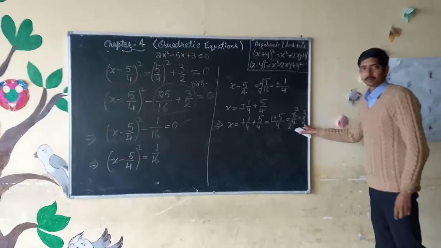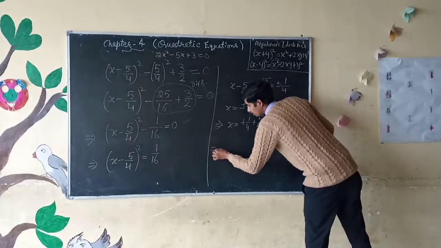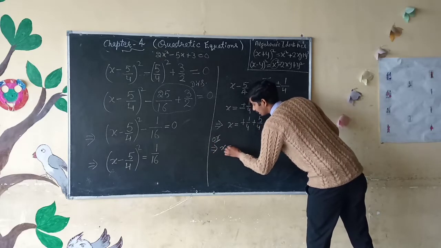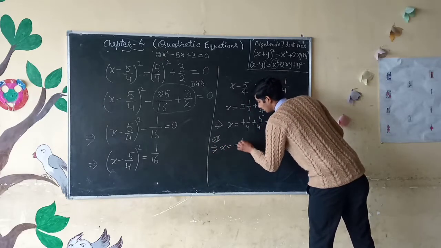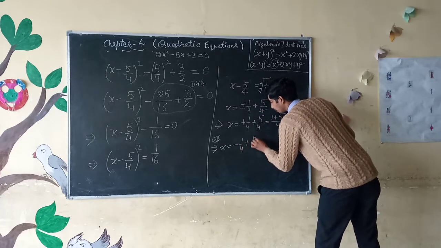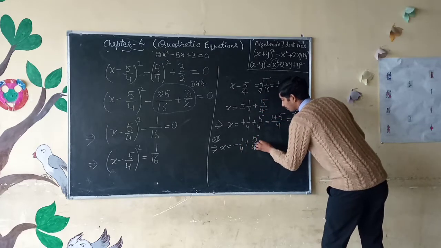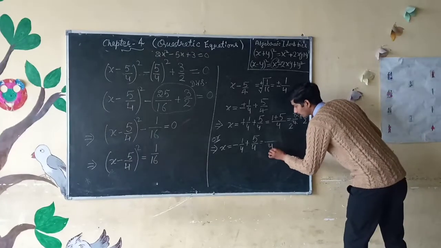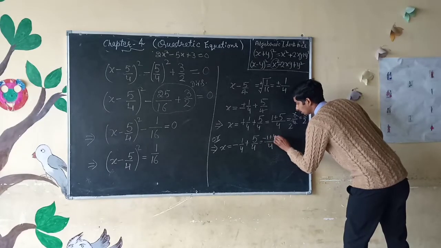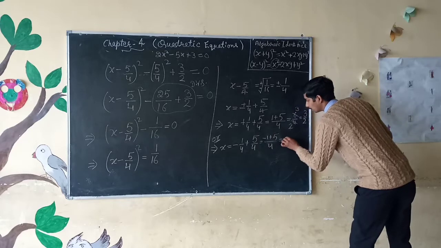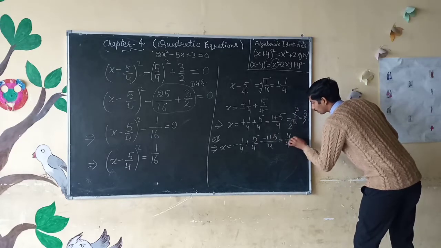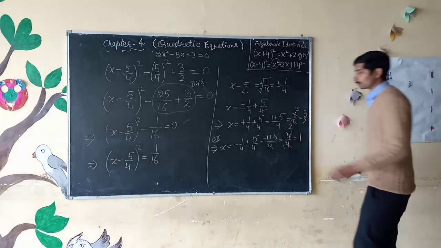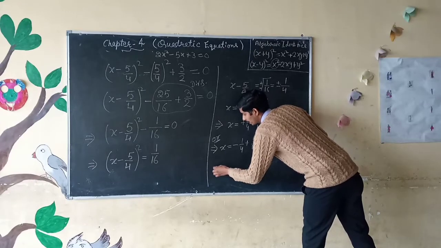Either this value will be, or it implies x equals to minus 1 upon 4 plus 5 upon 4 equals to, LCM will be 4 and minus 1 plus 5 is equal to 4 upon 4, which is equal to 1, because 4 ones are 4. So we have found the roots of the quadratic equation.